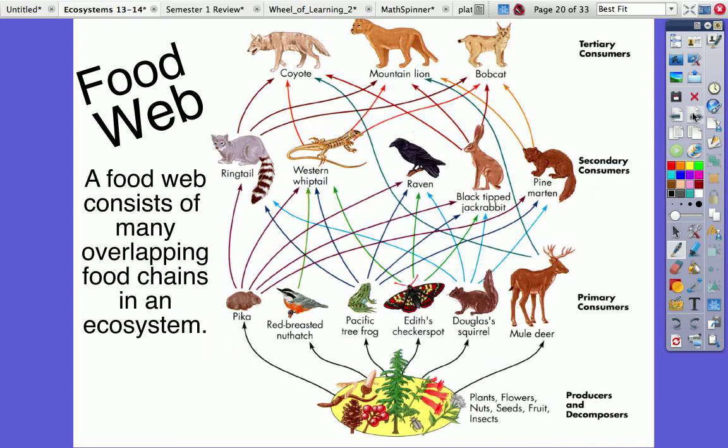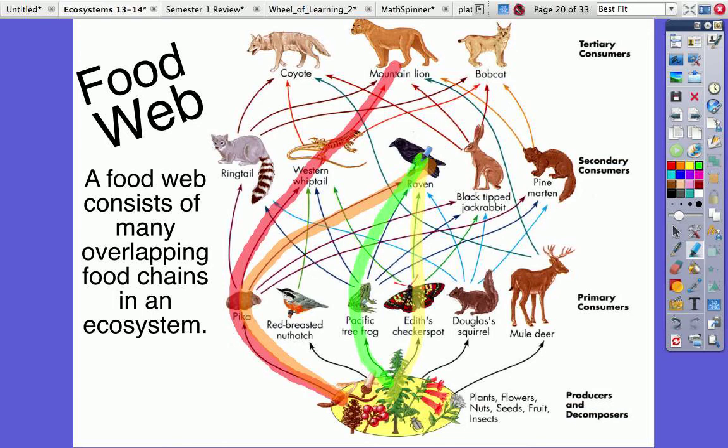Now, a food web is many overlapping food chains. Food webs can be easily broken into individual food chains. All you have to do is follow one of the paths, and it really doesn't even matter which one you follow. You still get to one food chain. And now you notice every time I do this, I'm stopping at the raven.